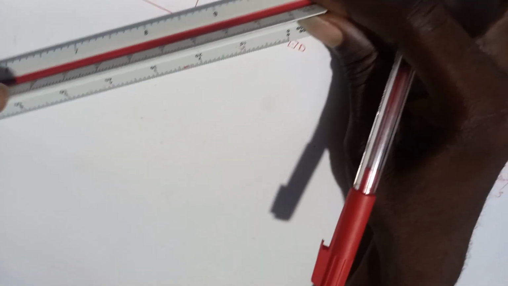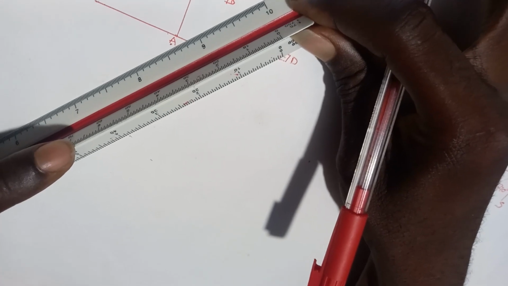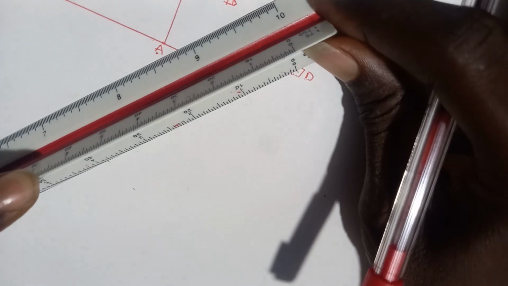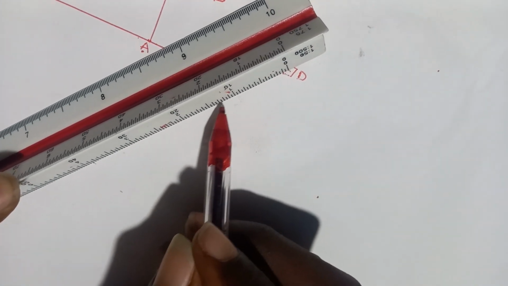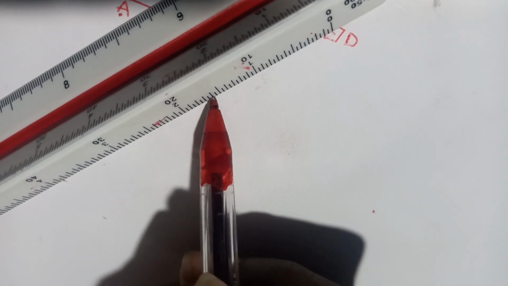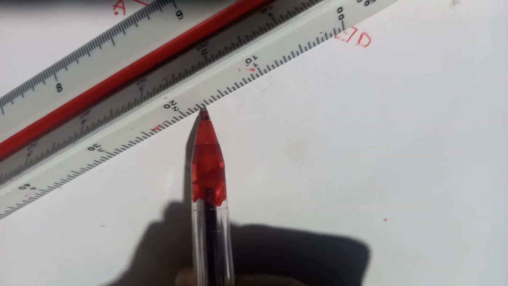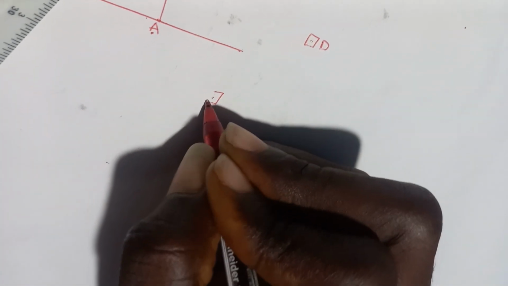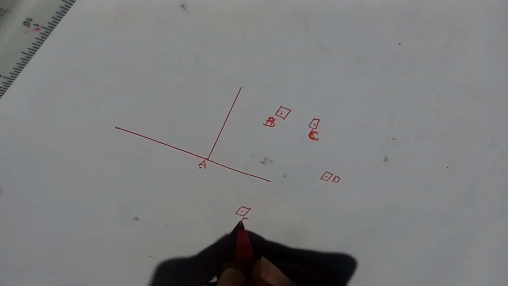Alright, so we'll measure the distance now from point D to E. My distance now is 18 point, this is 10, this is 15, 16, 17, 18. So it says 18.01, so it's definitely here. And this is my point E.